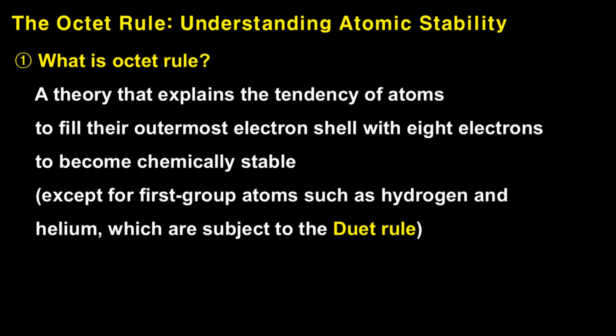All right, let's think about this for a moment. Why do atoms form chemical bonds? Atoms form bonds to reach a more stable state. And that stable state often looks a lot like the electron configuration of noble gases. That's where the octet rule comes in.